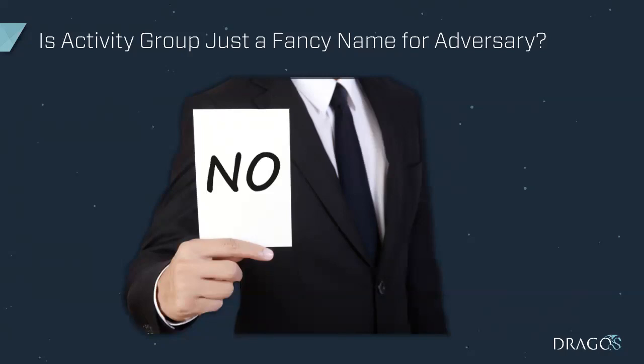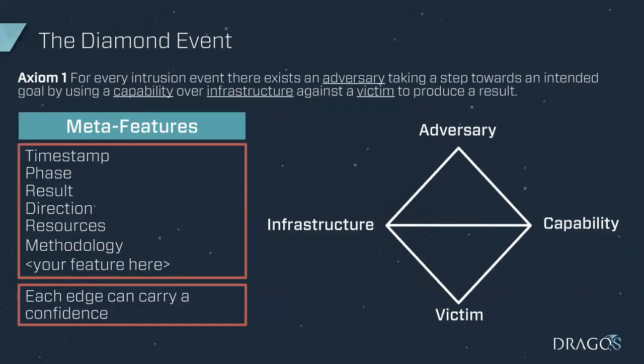Okay, so next. Fundamentally, we need to get to what the idea of a diamond event is. This is how everything comes together in intrusion analysis. Going back to diamondmodels.org, if you want to see the paper and all the material about these. Fundamentally, we have some sort of adversary taking a step towards an intended goal by using a capability over infrastructure against the victim. And fundamentally what we say is that every malicious intrusion activity has these 4 components.